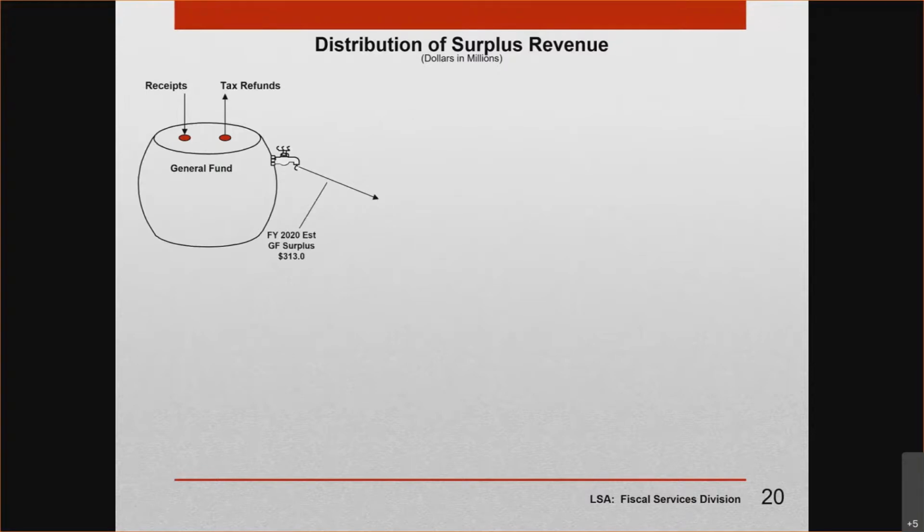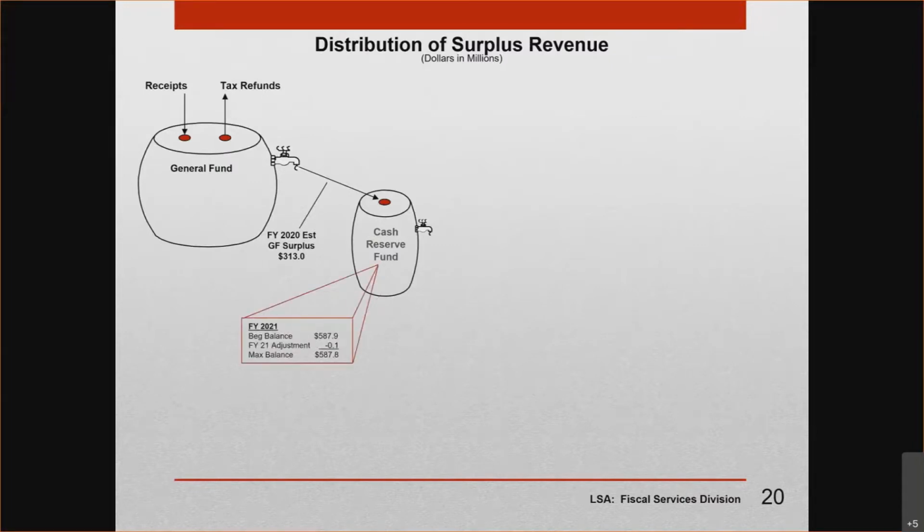At the time we're looking at this, this graphic is based on the budget that we were looking at back in last June, after the General Assembly had passed the budget, and fiscal 20 at that time was not yet reconciled and not yet complete. So at that time we were looking at an estimated surplus of $313 million. Well, that $313 million then passes into the cash reserve fund. And we had a beginning balance in the cash reserve fund for fiscal 2021 of $587.9 million.